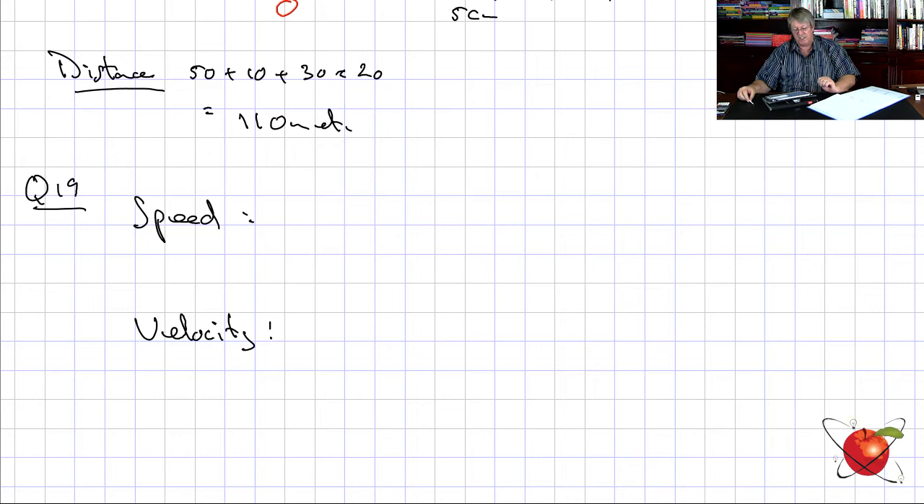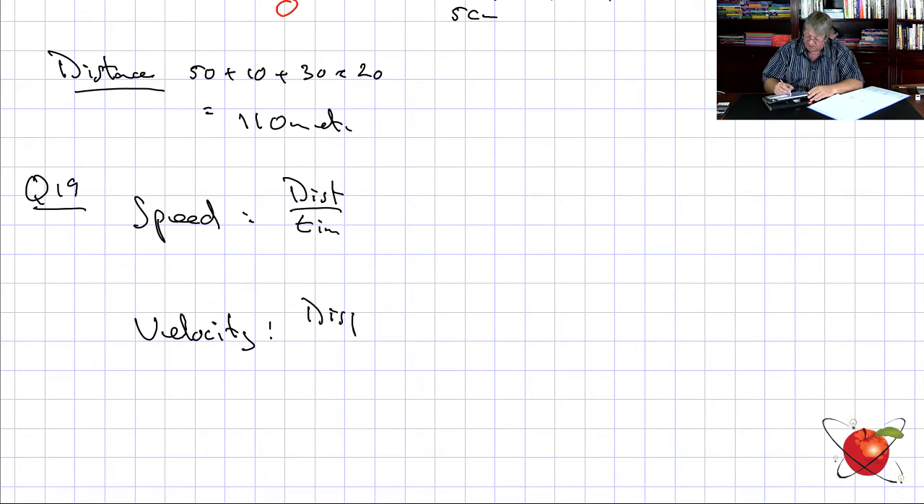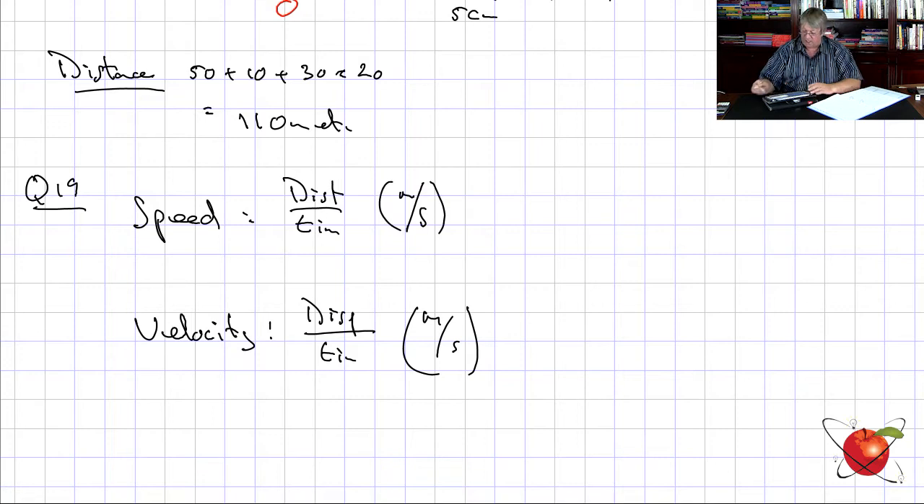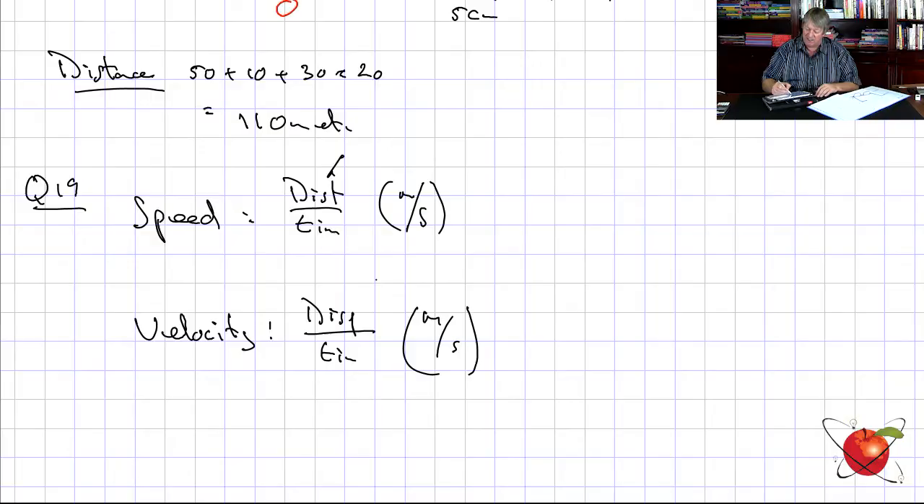Okay, what is the difference? Well, we know that speed is distance over time, and velocity is displacement over time. Both are measured in meters per second, aren't they? Why? Because we measure distance in meters and time in seconds in the physics that we're doing here. So what's the difference? The difference lies in the distance and the displacement, doesn't it?